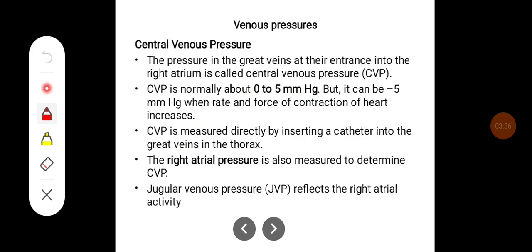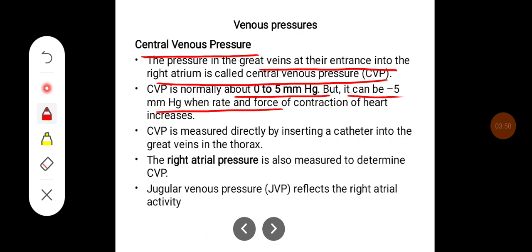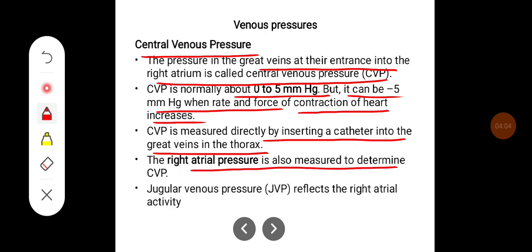Venous pressures. Central venous pressure. The pressure in the great veins at the entrance into the right atrium is called as central venous pressure, that is CVP. CVP is normally about 0 to 5 mm of Hg, but it can be minus 5 mm of Hg when the rate and force of contraction of the heart increases. The CVP is measured directly by inserting a catheter into the great veins in the thorax. The right atrial pressure is also measured to determine the CVP. Jugular venous pressure reflects the right atrial activity.